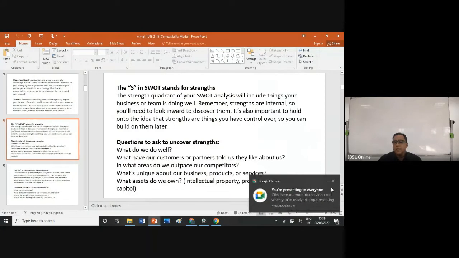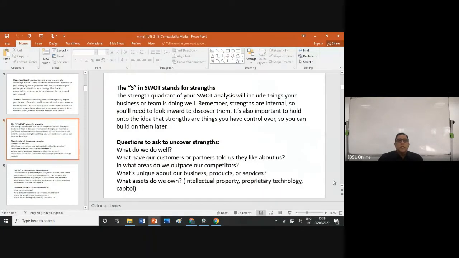Okay, I was explaining to you about the SWOT analysis. The S in SWOT stands for strengths, as we already know. And remember, strengths are internal. It is also important to hold on to the idea that strengths are things you have control over, so you can build on them later.